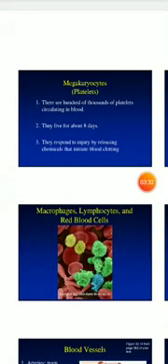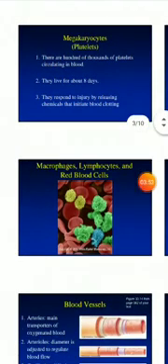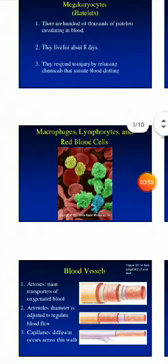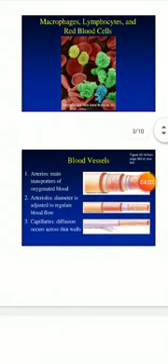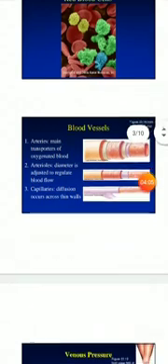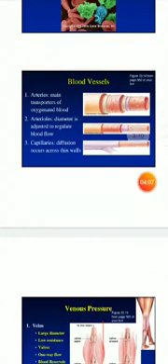Now come to the next part, platelets. What are platelets? They help in blood clotting. These are comma-shaped cells. There are hundreds of thousands of platelets circulating in blood. Whenever you get injured, you will get a clot over there. That is because of these platelets. They live for about 8 days. They respond to injury by releasing chemicals to initiate blood clotting. And another is the WBC, which helps in our immunity, which helps to engulf diseases or viruses or bacteria and help us.